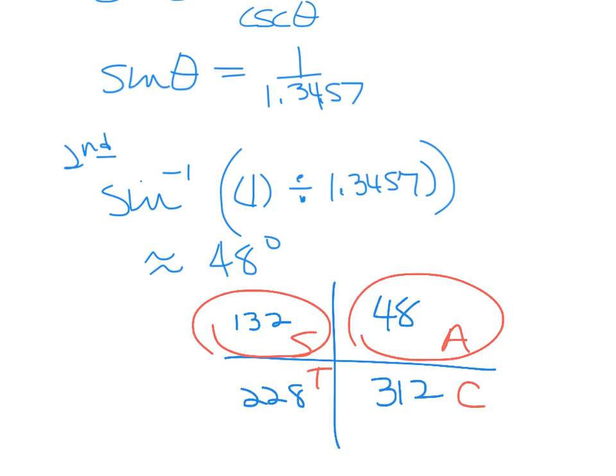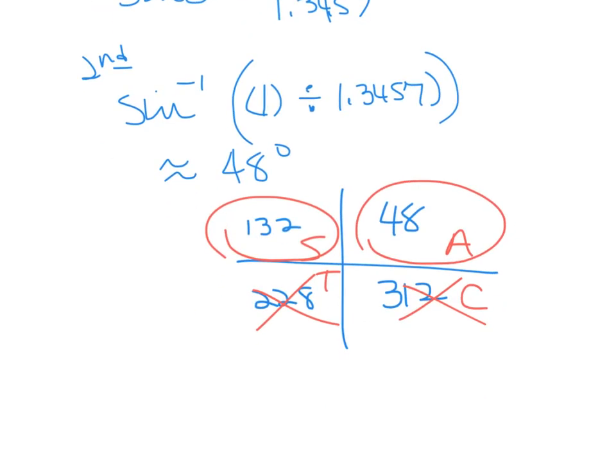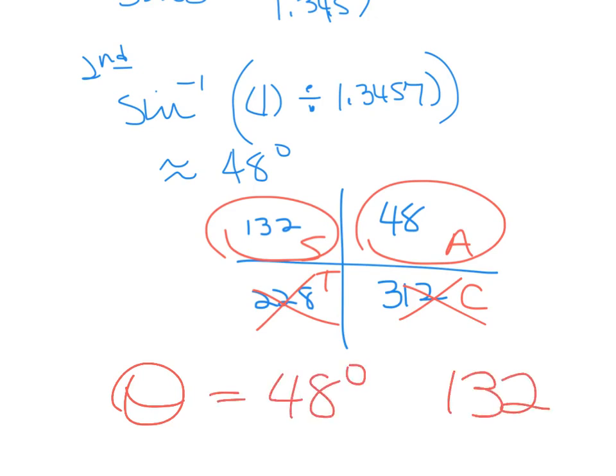you really didn't need to do these two. You could have just subtracted it from 180 and stopped, if you did the all students take calculus first and figured out which quadrant it should have been in. So this answer for theta is 48 degrees and 132 degrees.